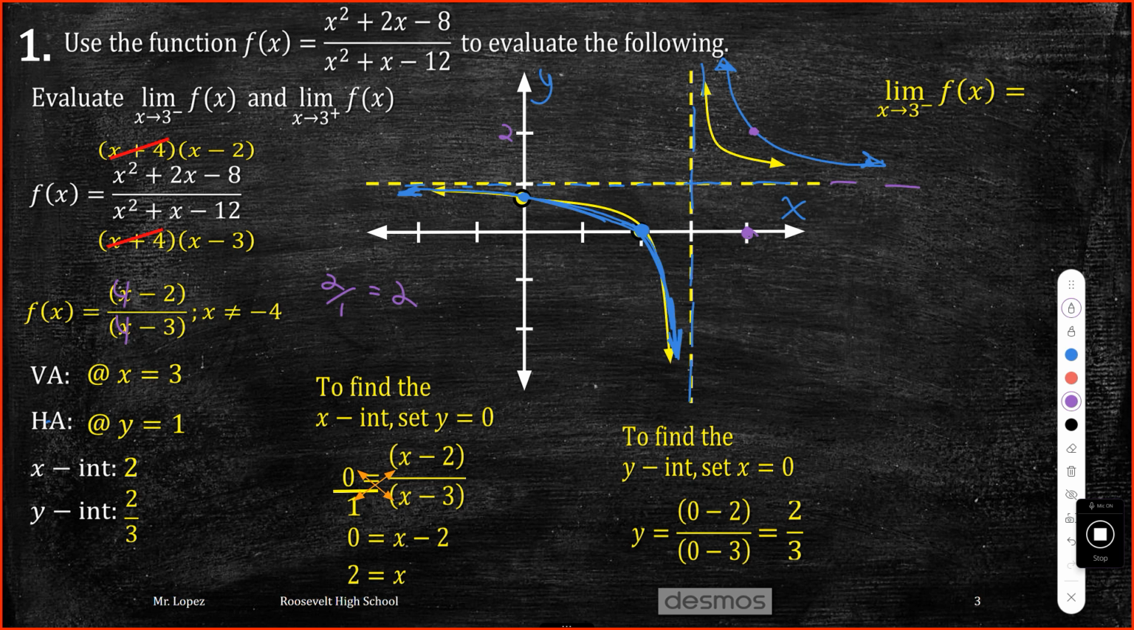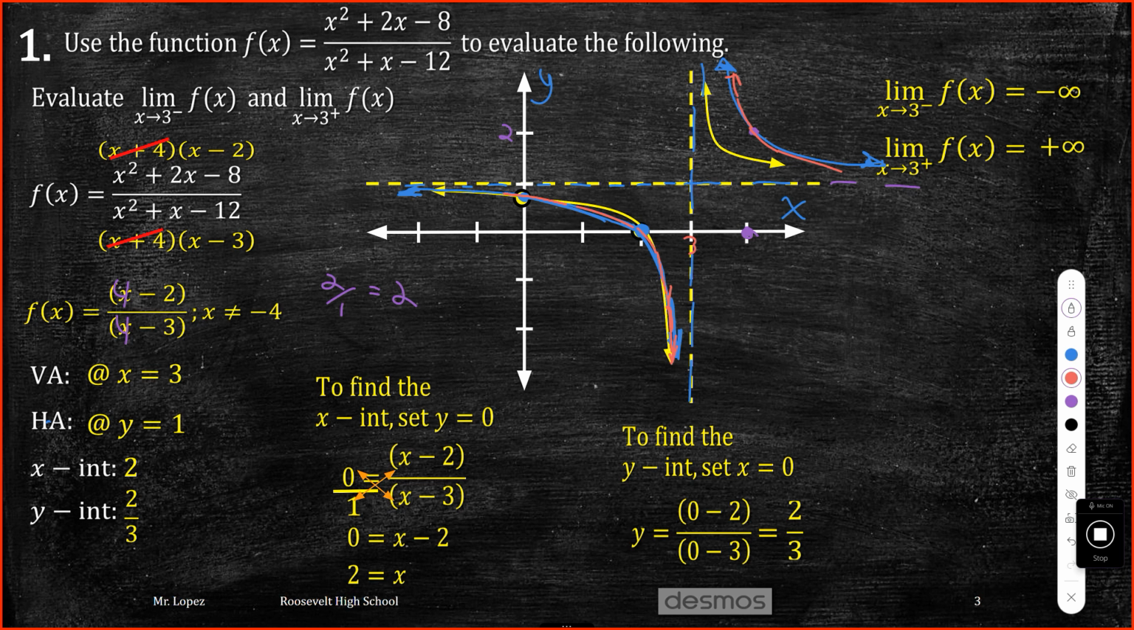What is the limit as x approaches 3 from the left? The limit as x approaches 3 from the left will be, as we get closer to 3 from the left, the function is going to negative infinity. Because this is 3. So this is going to be negative infinity. And the limit as x approaches 3 from the right, as we get closer and closer from the right, is going to be positive infinity.